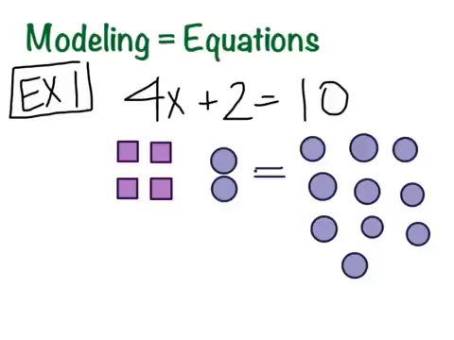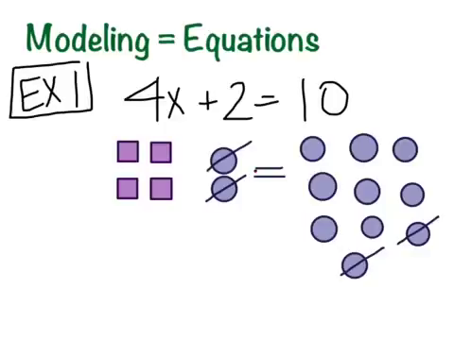We have 4x, 2 constants, and 10 constants on the other side. To model the equation, to solve, we can first take 2 circles away from each side. So we cross out 2 circles. 1, 2. Whatever I do to one side, I must do to the other. 1, 2. Those are gone. What we're left with are 4 x's and 8 ones.